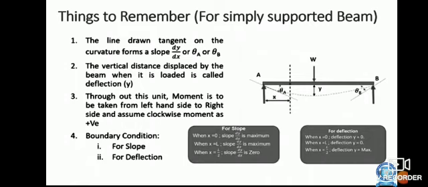Next we apply x equal to L by 2. The L by 2 distance is the distance between W and B or W and A. When x equal to L by 2, the slope dy by dx is 0. Next, for the deflection: when x equal to 0, deflection y is equal to 0. When x equal to L, deflection y is equal to 0. When x equal to L by 2, deflection y is maximum.